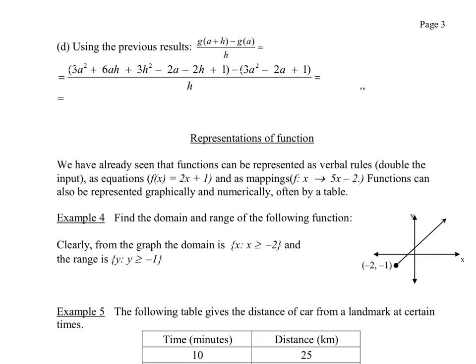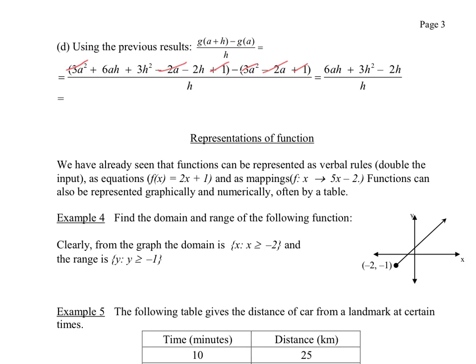Also, when we think about things that might cancel out, we know that the 3a squared will cancel each other out. The negative 2a here and the negative 2a, those two things will cancel each other out. The 1 here and the minus 1 here should cancel each other out. So what we'll be left with after all that is this expression here, just the 6ah plus 3h squared minus 2h all over h.